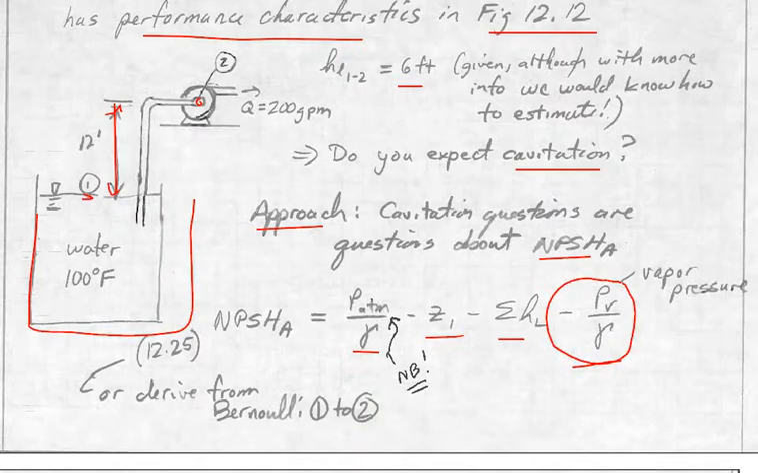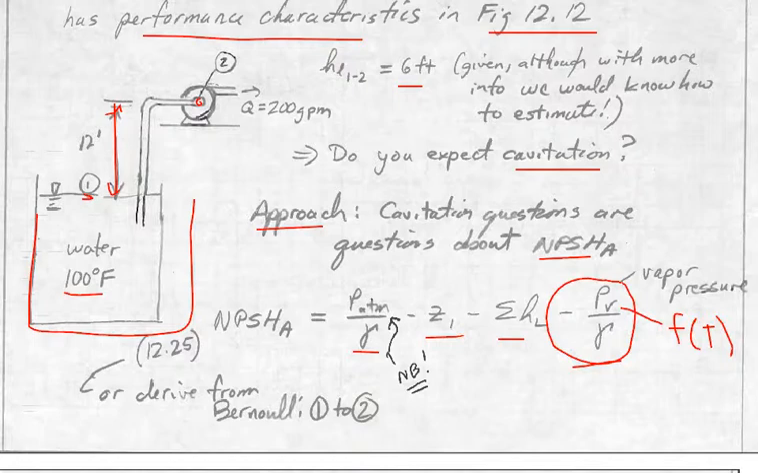And remember, PV is a function of temperature, right? So water boils more easily at low temperature and less easily at high temperature. So water would boil at 1 atmospheric pressure at 212 Fahrenheit. Our water is 100 degrees Fahrenheit, so it's well below the boiling point. But if this vacuum that's needed to pull the water up is sufficient, it'll boil at 100 degrees Fahrenheit. So that's what we want to know.